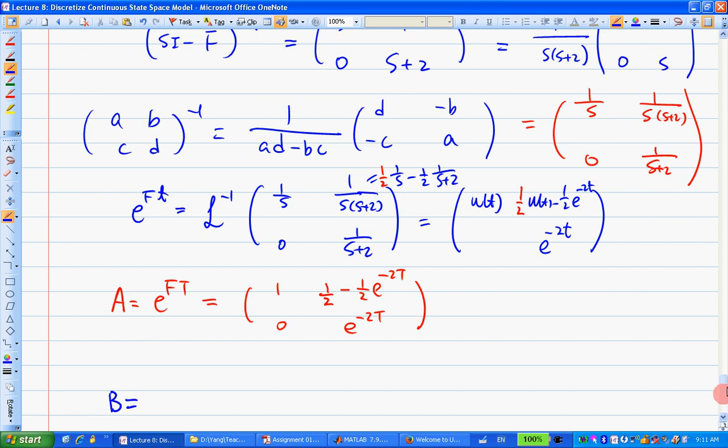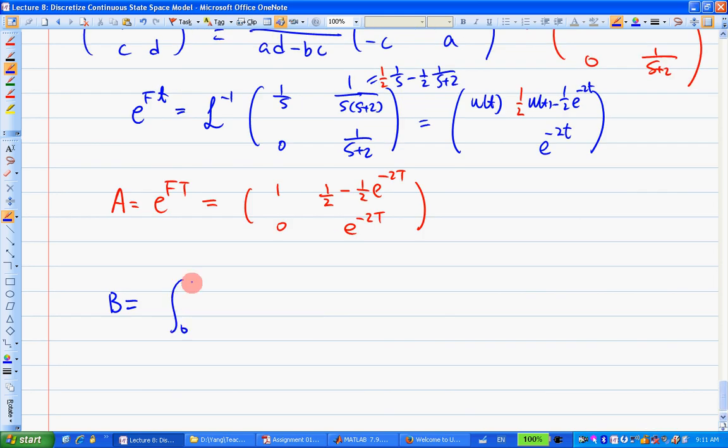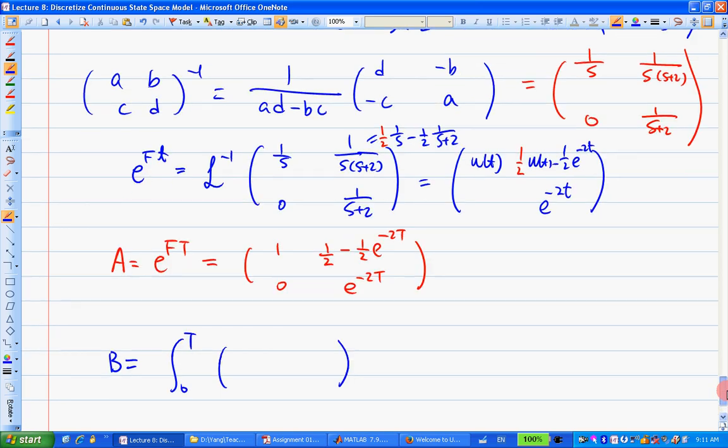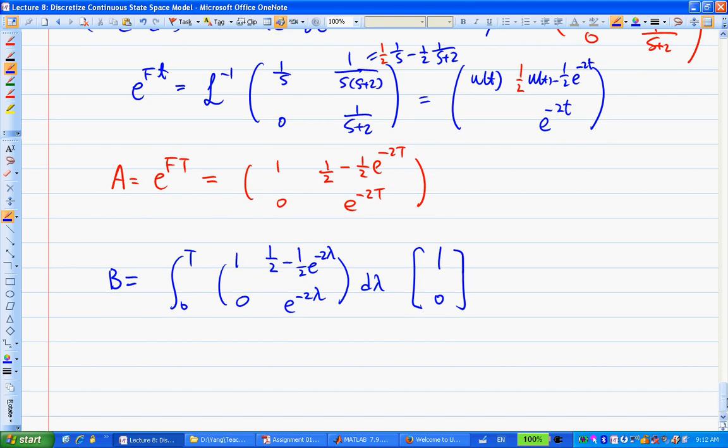So let's take a look at B. B needs to integrate this thing here, integrating from 0 to t. What are we integrating? Replace the t with lambda, d lambda, multiplied by g. And g is 1, 0.